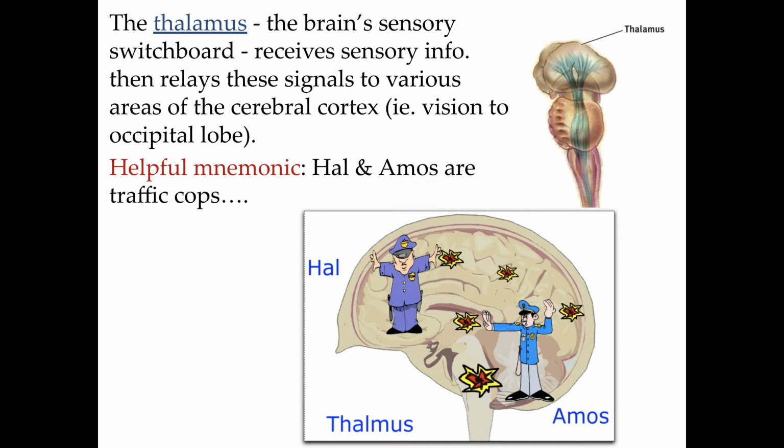The only type, and I need you to make a note of this, the only sensory information that is not routed through the thalamus is smell.